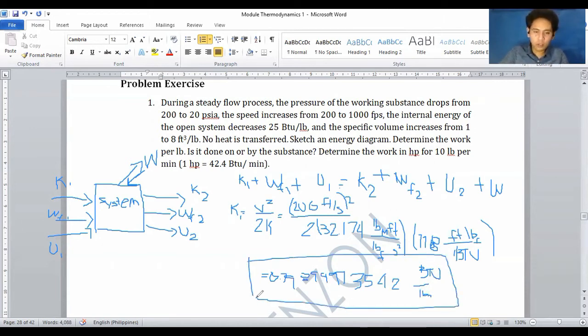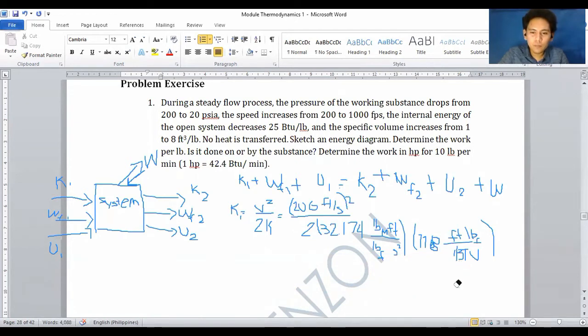This K1, you have to store on your calculator. Then let's solve for K2. We only change the velocity in this given. K2 equals V squared over 2K, where your velocity is 1,000 feet per second, then 2 times your proportionality constant K, 32.174, then your conversion factor into BTU, 778.